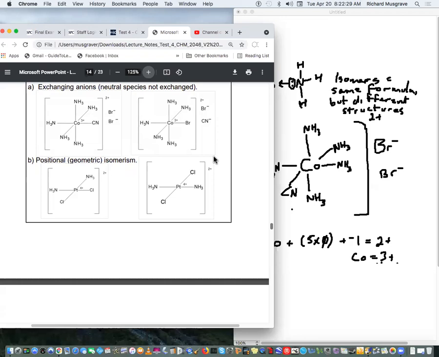The next kind of isomerism is called a positional or geometric isomerism. And this structure here is called square planar. So these are in a big square here. And you'll notice that in this position, the Cls are adjacent to each other, 90 degrees apart. And in this example, the Cls are 180 degrees apart. So that makes them different. So those are two isomers as well. Now that's a bit more subtle. That kind of isomerism is a little bit harder to see, but it is definitely still a form of isomerism. Does anybody have any questions about that? I'll show you more examples of that in a bit.